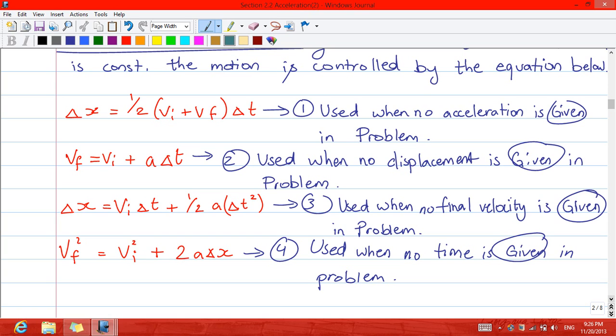The second one is vf equals vi plus a delta t, and here the displacement, delta x, isn't given. And then the third one, which is delta x equals vi delta t plus half a delta t squared, and here the vf is not given. And the last one but not least is vf squared equals vi squared plus 2a delta x, and here we don't have delta t, so this is going to help us. So anytime we have something missing from these, we're going to know which equation to use.